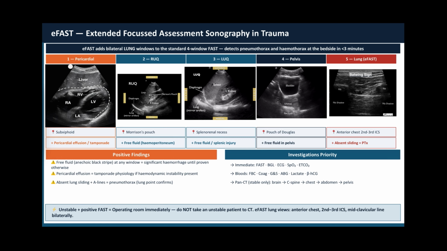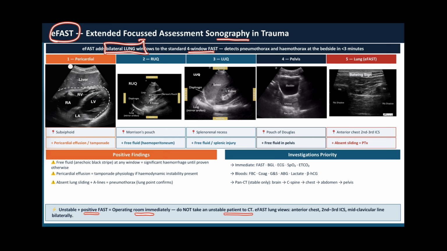Okay, if a trauma patient is hemodynamically unstable and FAST positive, please shift him to the operating room immediately. Do not take this unstable patient to the CT scan. eFAST is extended focused assessment with sonography in trauma. Previously, we used to do only FAST, that is the four windows of the abdomen. With that, we added bilateral lung views. With that, it is called eFAST, or the extended one.